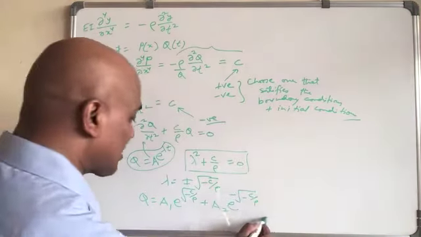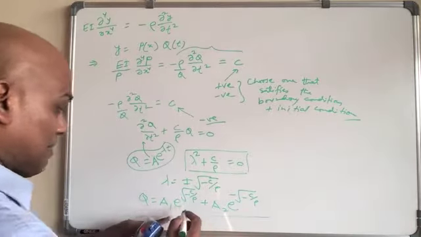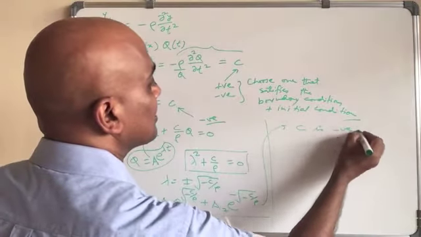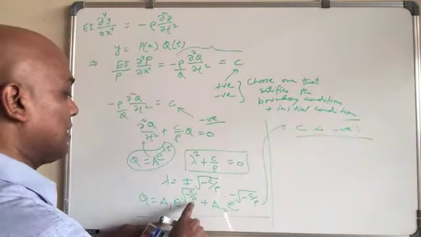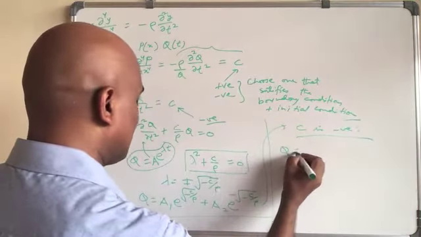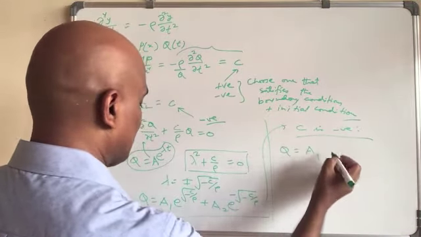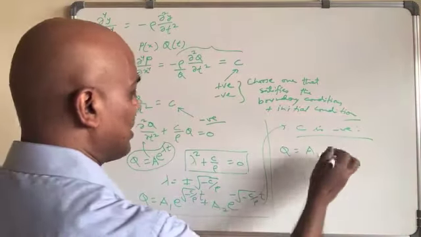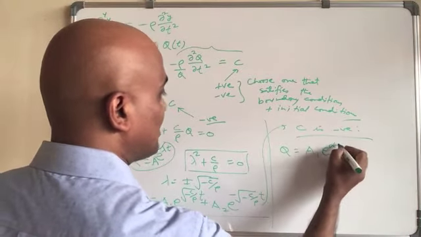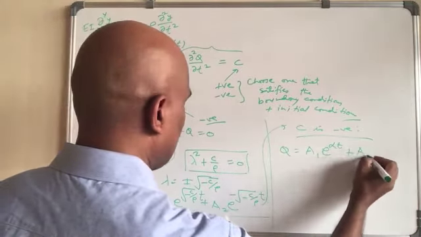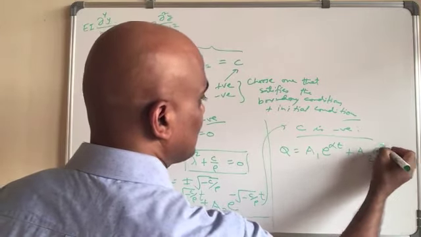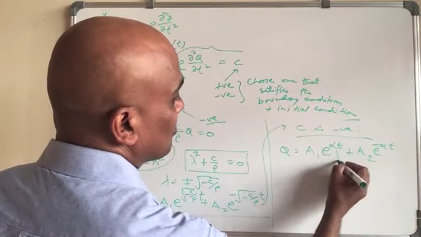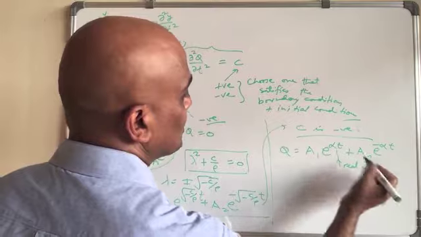Now if this is the solution, what do we get? If c is negative, then you get q equal to a1 e^(αt) plus a2 e^(-αt), with t terms also, where α is a real number. It's not complex, it's a real number.